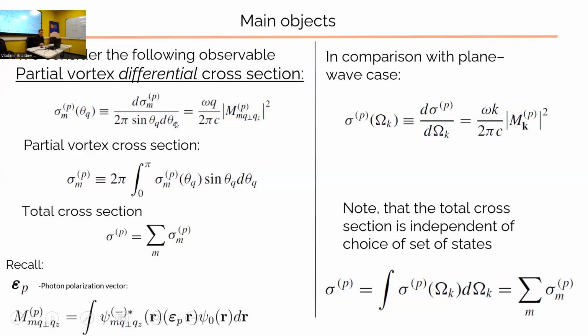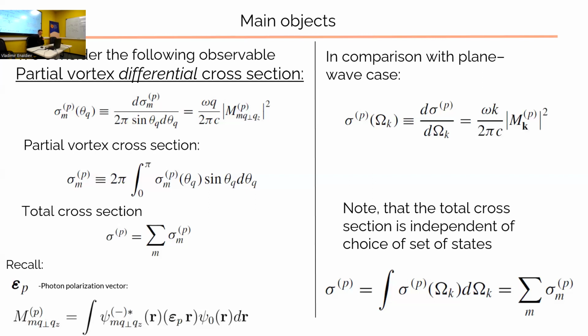q is a parameter. It was shown before, but actually let's move on. I'll recall what it means later. Also, we have a partial vortex cross-section because we have some parameter theta q here. M is the angular momentum. We have fixed energy because of energy conservation.